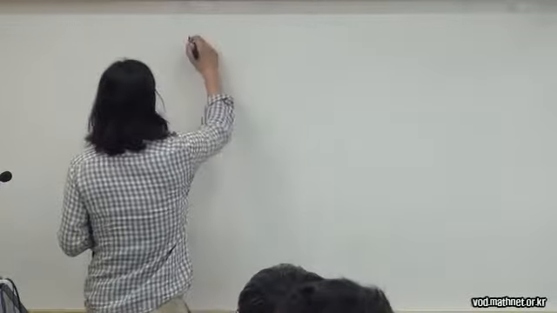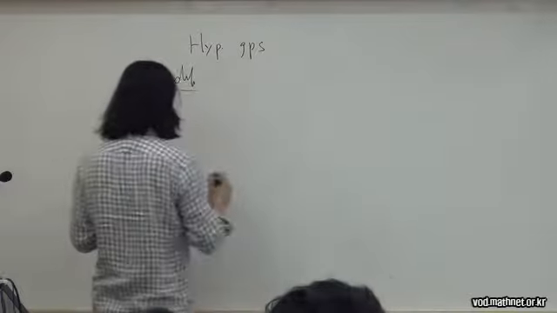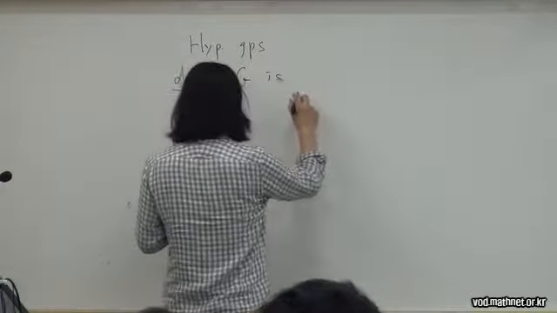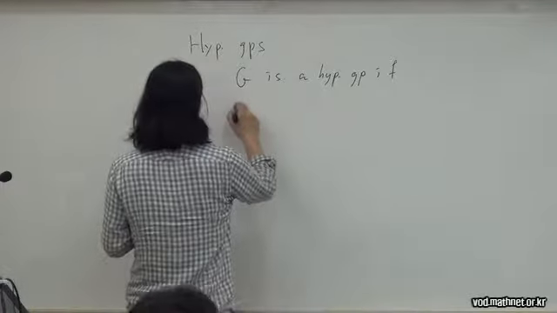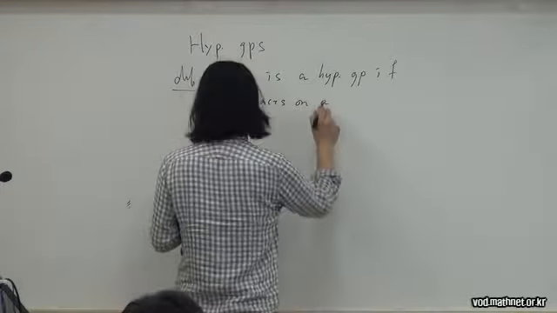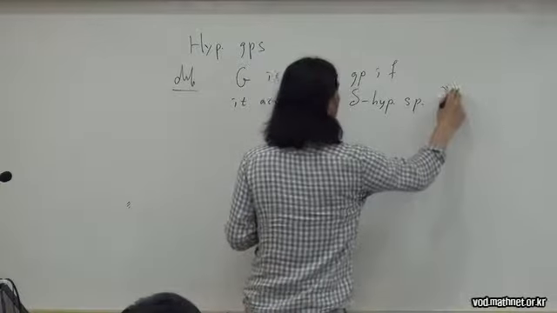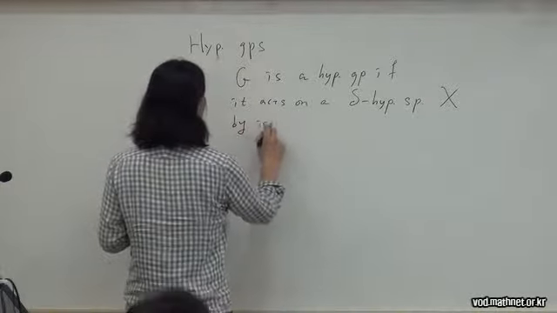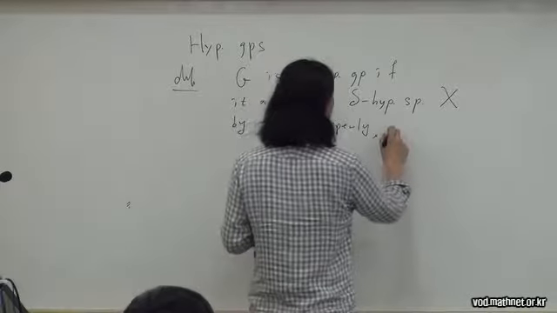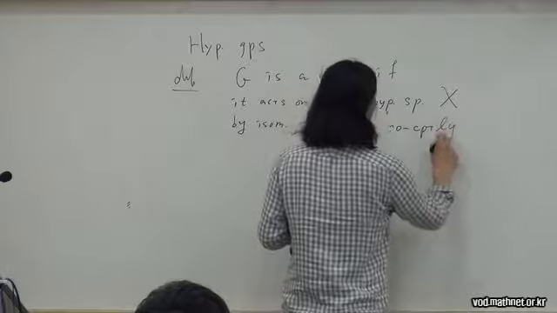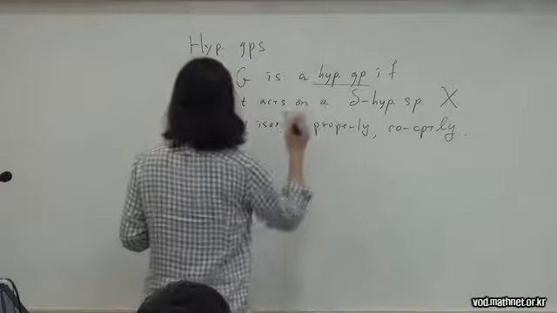Okay, so first of all, hyperbolic groups. One definition is: a group G is a hyperbolic group if it acts on a delta hyperbolic space X by isometries, properly and co-compactly. So this is one definition of a hyperbolic group, and I need more definitions for this definition.